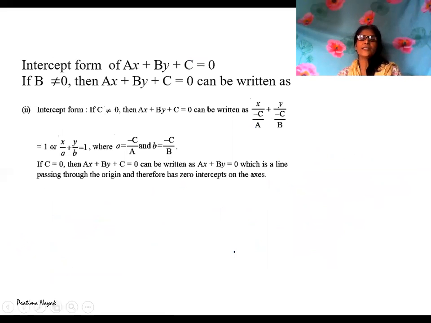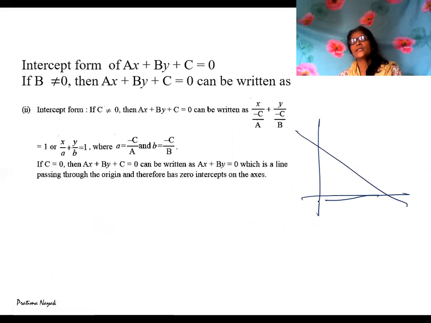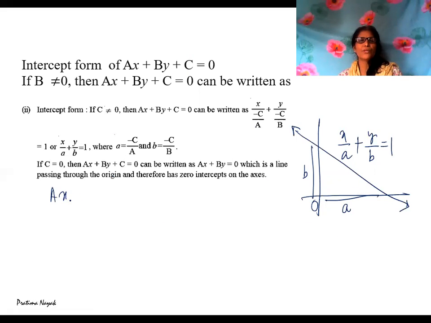So next is intercept form. ax plus by is equal to 0. Here intercept form means, let me explain. If the line is making intercept a on the x-axis and intercept b on the y-axis, we write x by a plus y by b is equal to 1. So when the equation is given as ax plus by plus c is 0, first you have to take the constant to the right side: ax plus by is equal to minus c.